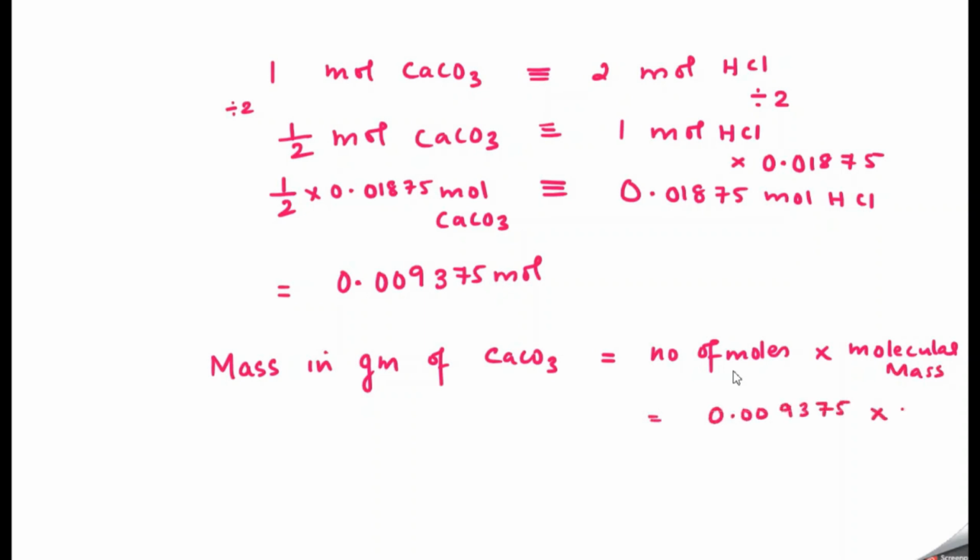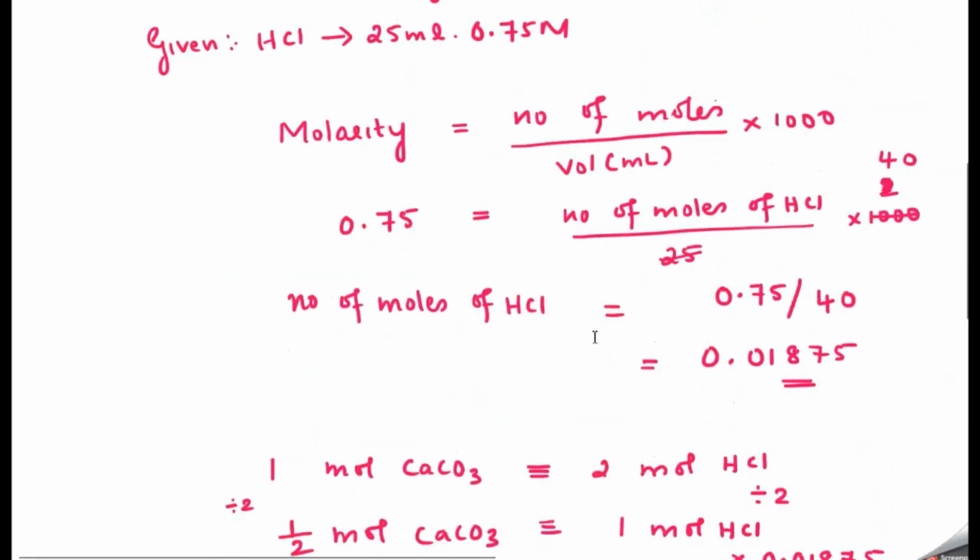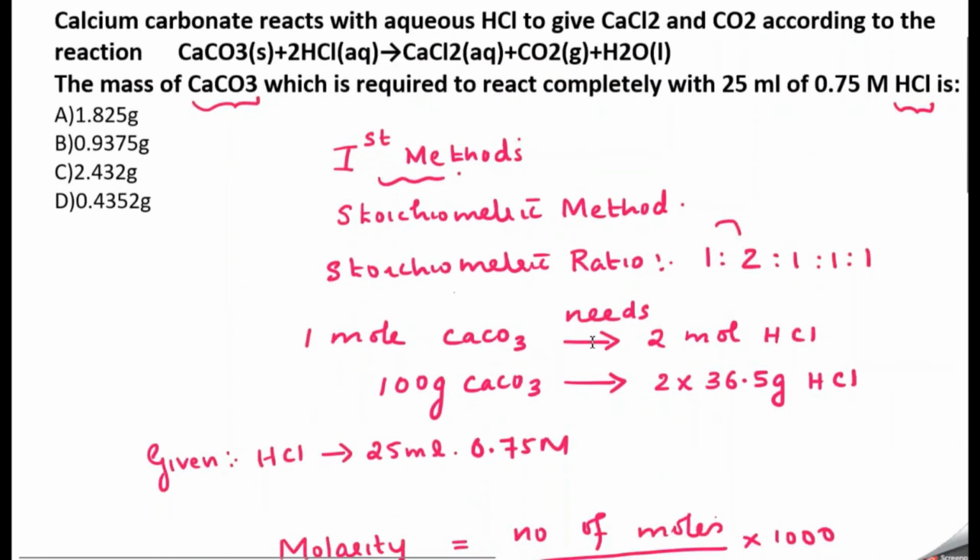0.00937 into molecular mass is, we know that molecular mass is 100. 100 is coming from where? Calcium carbonate. Calcium carbonate has a molecular mass equal to 100. Now, if you do this, you will get the answer as 0.9375 gram. So let's see whether this option is there in the answer or not. Okay. So if you see here, 0.9375 is there. Correct. So this is my answer.